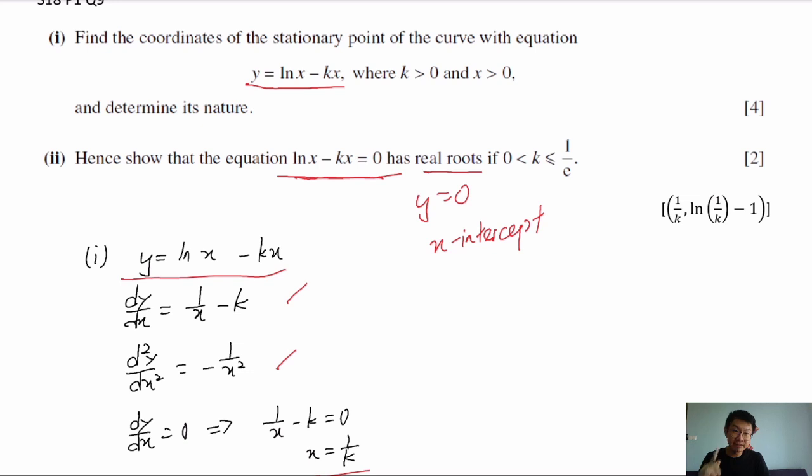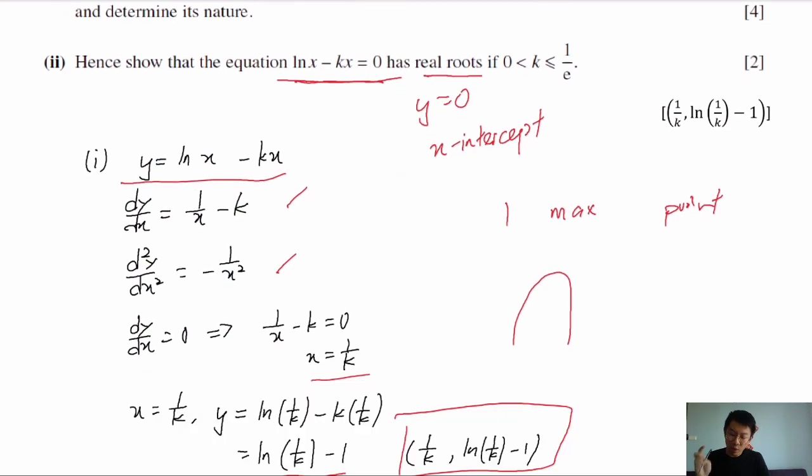information? Previously, what we have got is one stationary point. In fact, this is a maximum point. If this curve has only one maximum point, this is roughly the shape of the curve. So this curve will only have an x-intercept if this is the case.